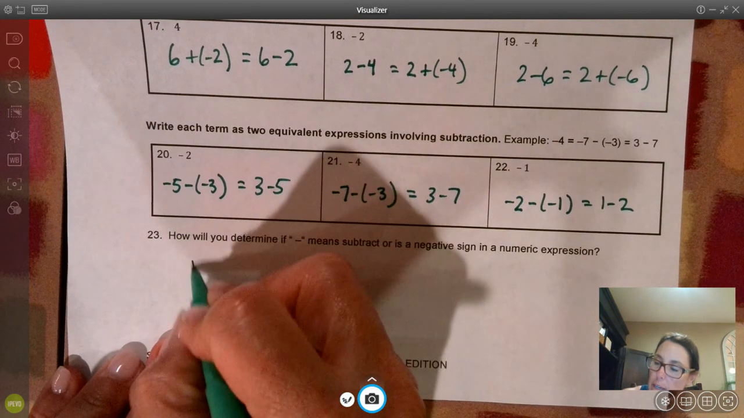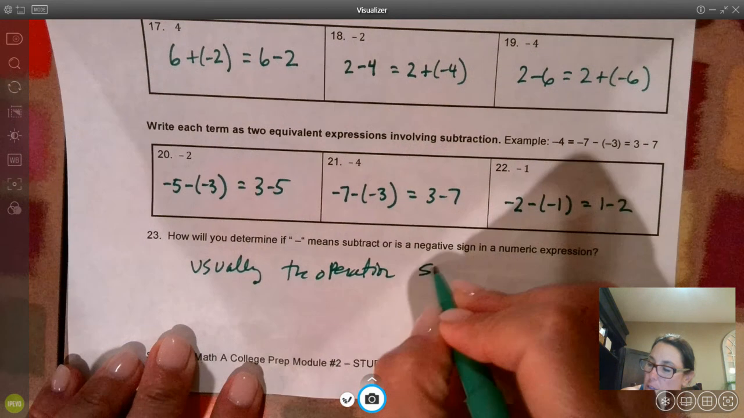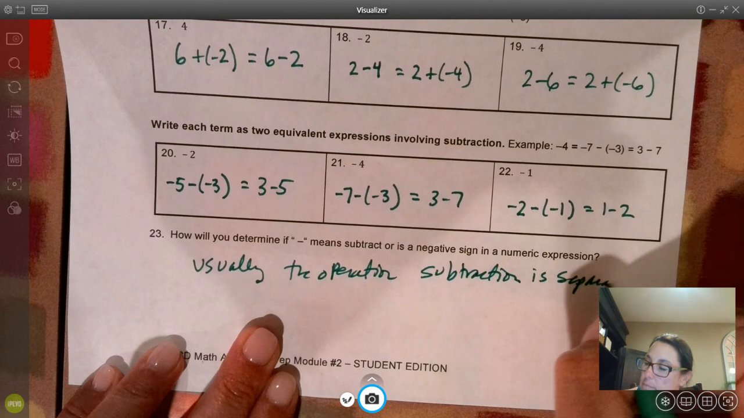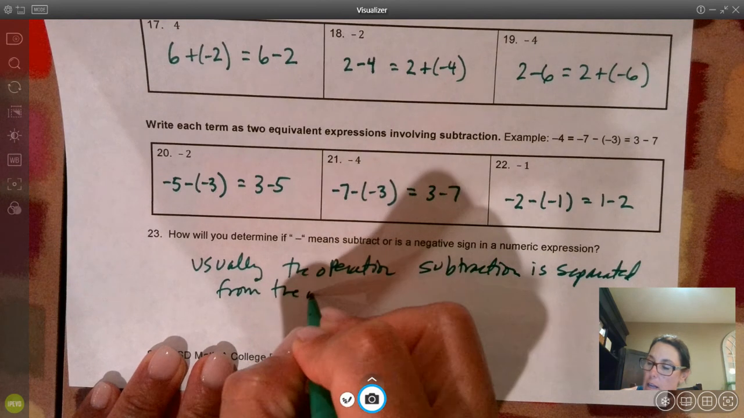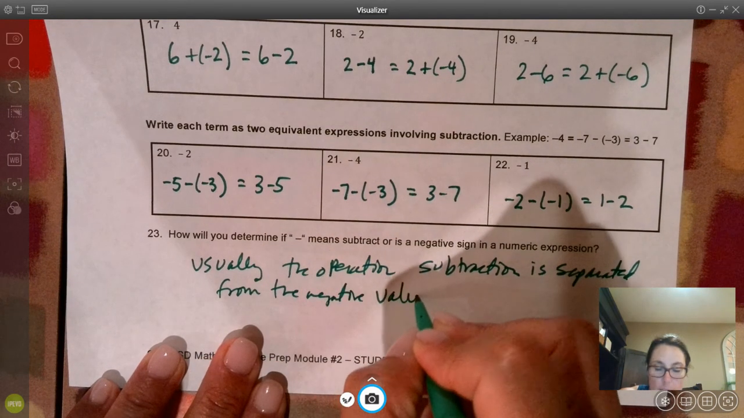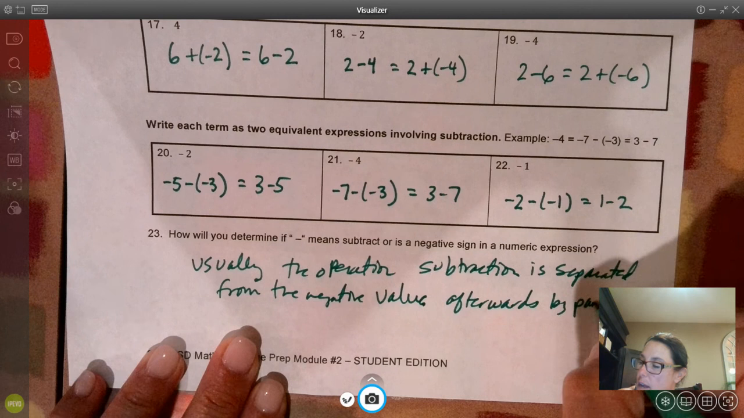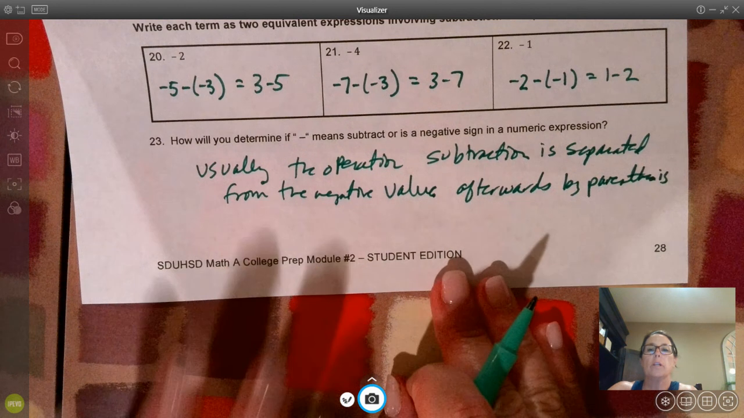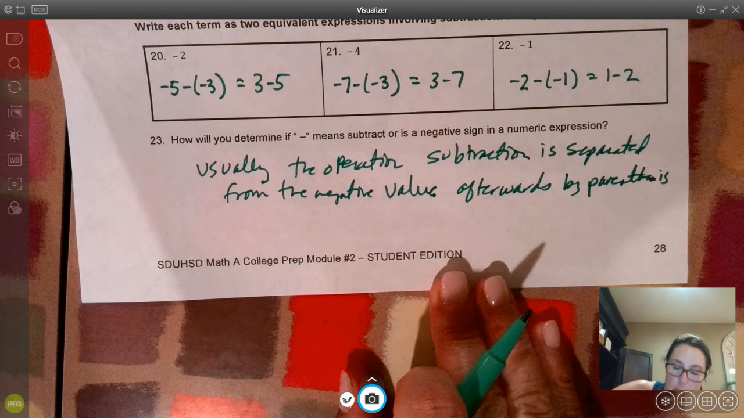Okay, so usually the operation subtraction is separated from the negative value afterwards by parentheses. All right, it's good enough.